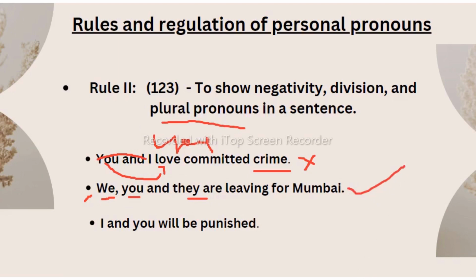Now let us see the third one. I and you will be punished. Here again this is the correct one because punishment is a negative term. So we are using first person pronoun first because we are following this order. So this sentence is the correct one.